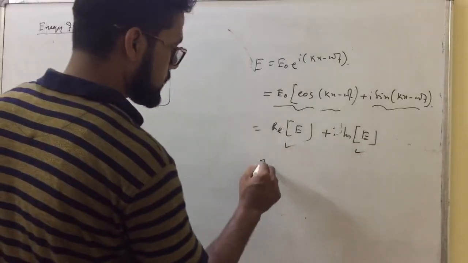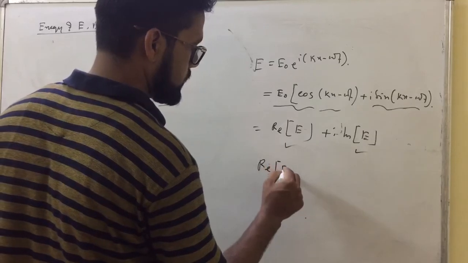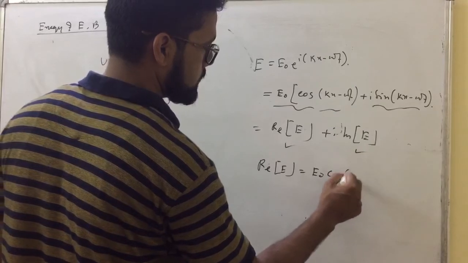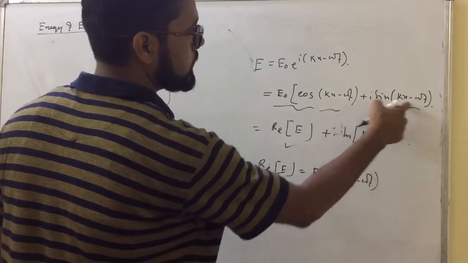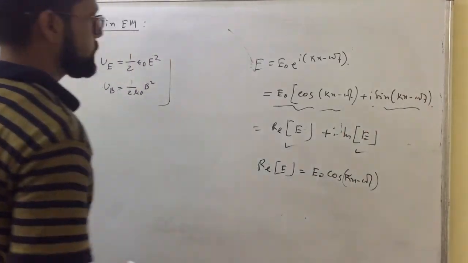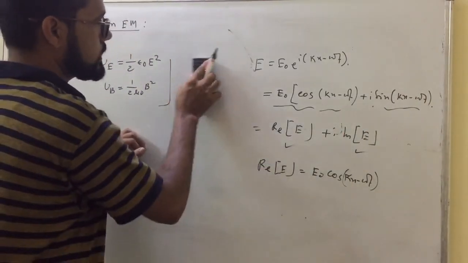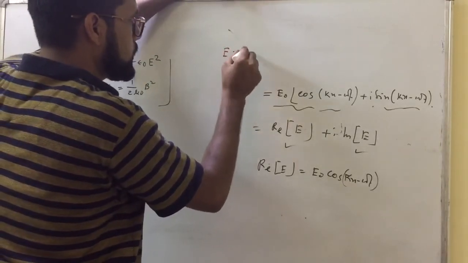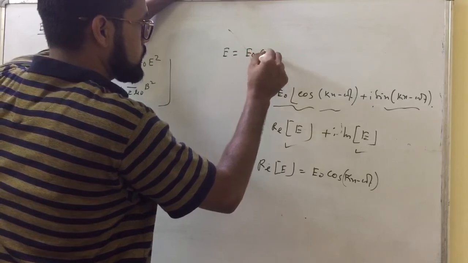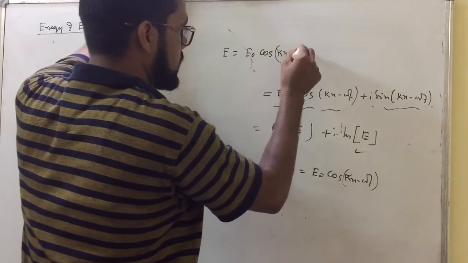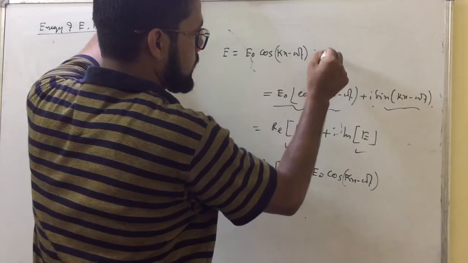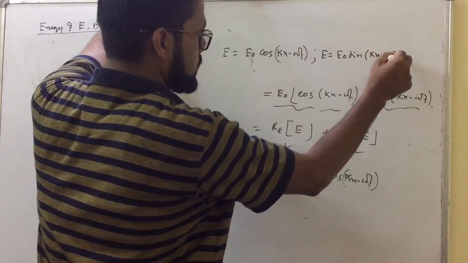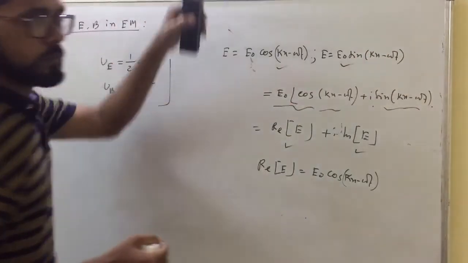So real E means real part, E naught cos(kx minus omega t). Similarly the imaginary part. So I simply take the real part. I assume that the electric field in trigonometric form is equal to E naught cos(kx minus omega t). Or if you want, you can take E equal to E naught sin(kx minus omega t). The result in this case will remain the same.